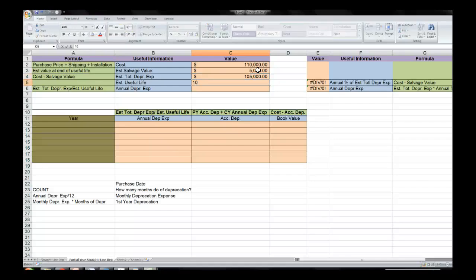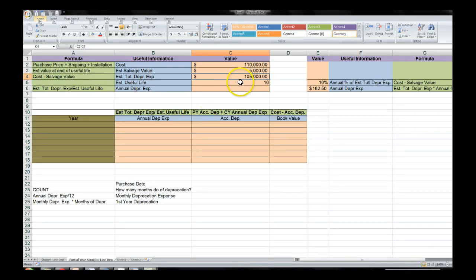Estimated useful life, we're going to say 10 years. And so now we need to calculate our annual depreciation expense. We take our estimated total depreciation here, and we divide it by our estimated useful life here. Okay, there we go. Estimated total depreciation divided by estimated useful life. And our annual depreciation expense is $10,500.